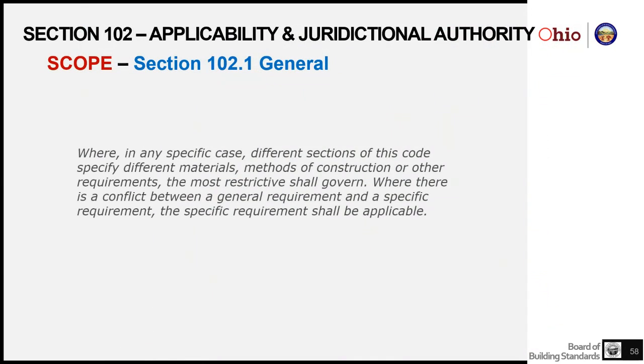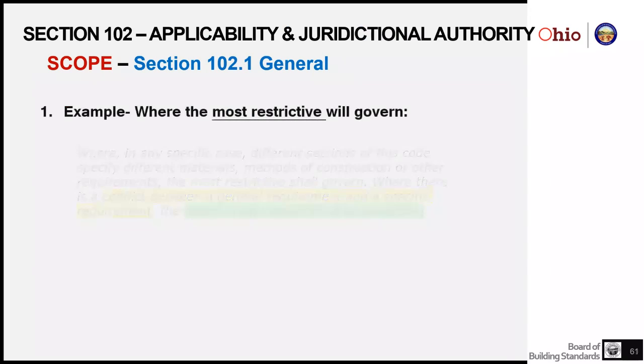So in general, one of the first things that we have to deal with is differences or discrepancies in code. So if we have different sections of this code, and they happen to specify different materials, methods, or construction, the most restrictive shall govern. We also clarify that if there's a conflict between a general requirement and a specific requirement, the specific requirement shall be applicable. We're going to run through a couple of quick examples here.